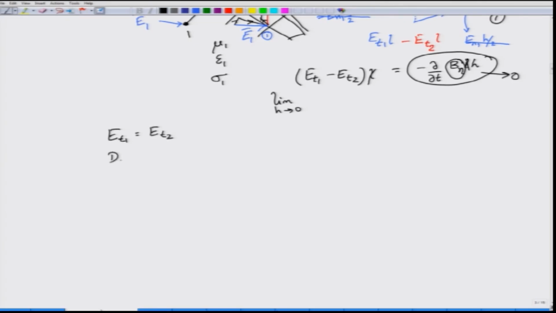Similarly, you can show that the normal component Dn1 minus Dn2 should be equal to the surface charge density that would exist if at all the medium is dielectric and not. You similarly have HT1 minus HT2 equal to the surface current density or the sheet current density, and finally you have Bn1 minus Bn2 equal to 0.